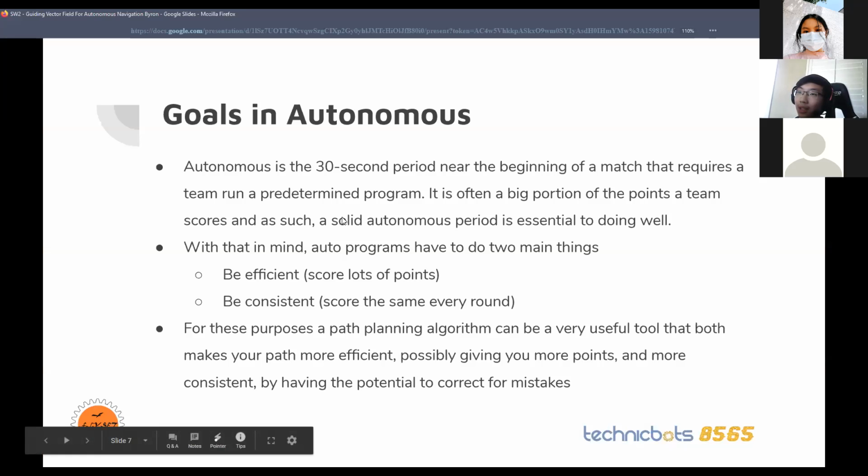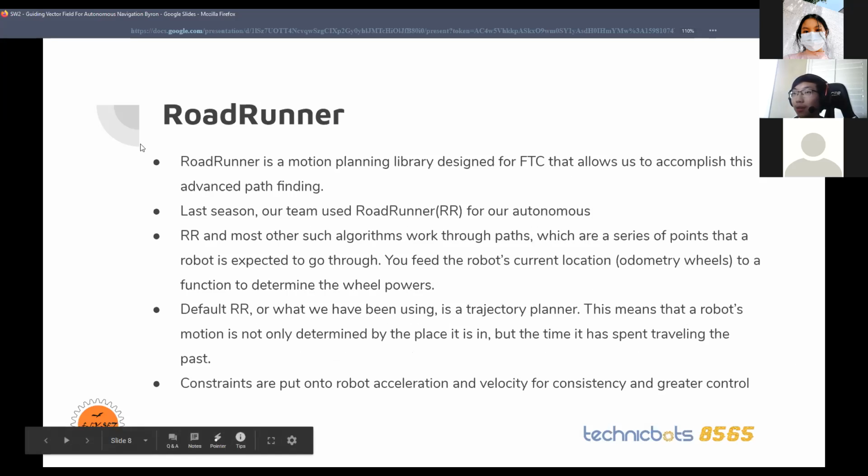So let's start off with basic concepts. Autonomous: I think everyone here knows what autonomous is. A 30-second period with a predetermined program, and it's really important because you need to score a lot of points here. So auto programs have to do two main things. They have to be efficient, so they have to score a lot of points, and they have to do that consistently, so they have to score this every round. For these purposes, a path planning algorithm is very useful because it makes your path more efficient and you can get to more places, and also more consistent because you can correct mistakes and drive more accurately. So that's why we need stuff like Roadrunner.